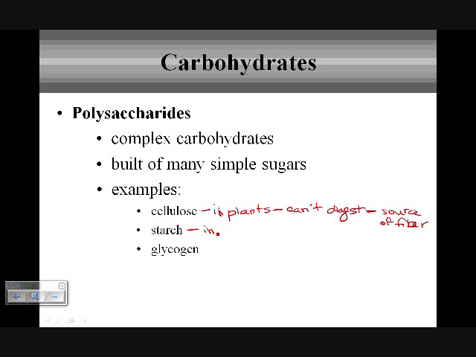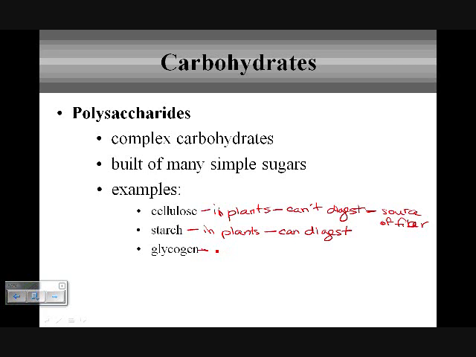Starch, we should know, is also in plants. That one shouldn't be very unfamiliar. We should know starch pretty well. We can digest starch, and this is typically in potatoes and other things that we eat.